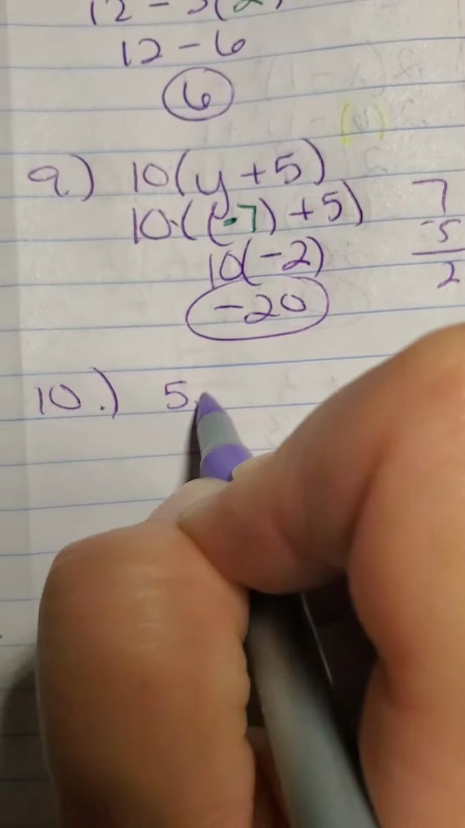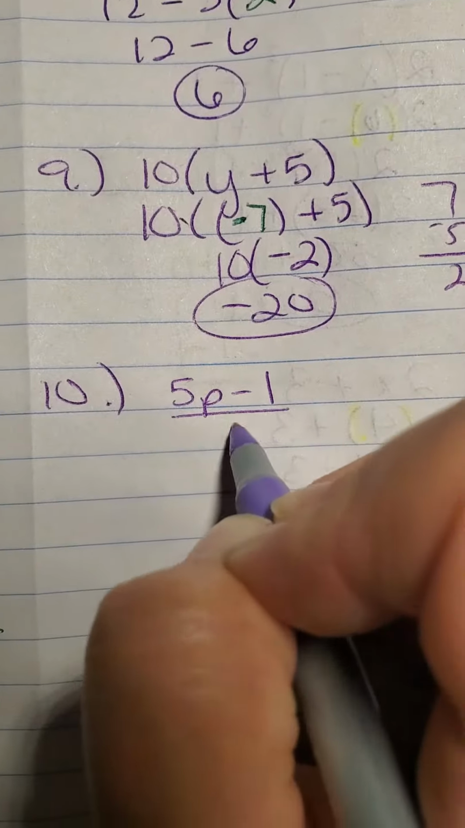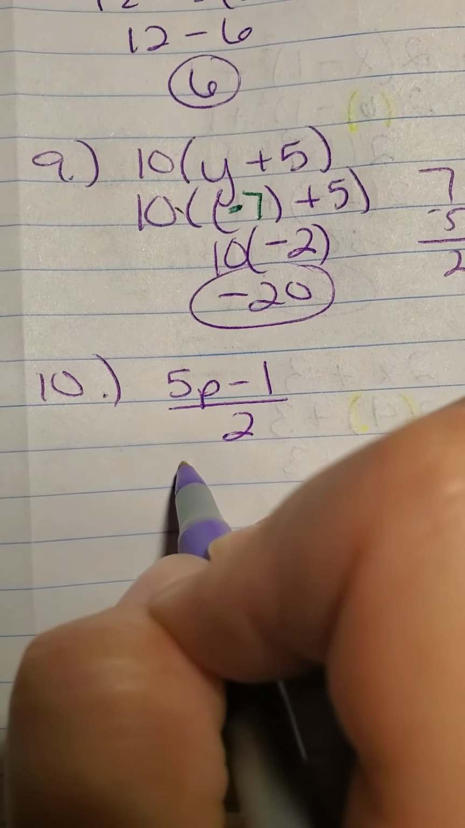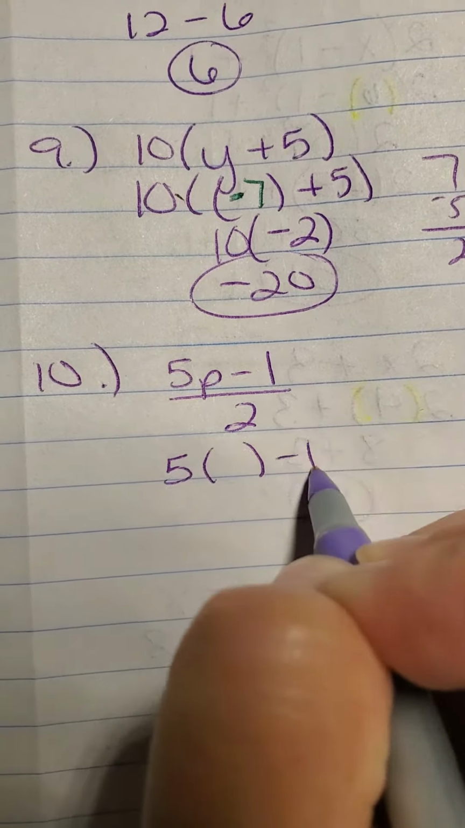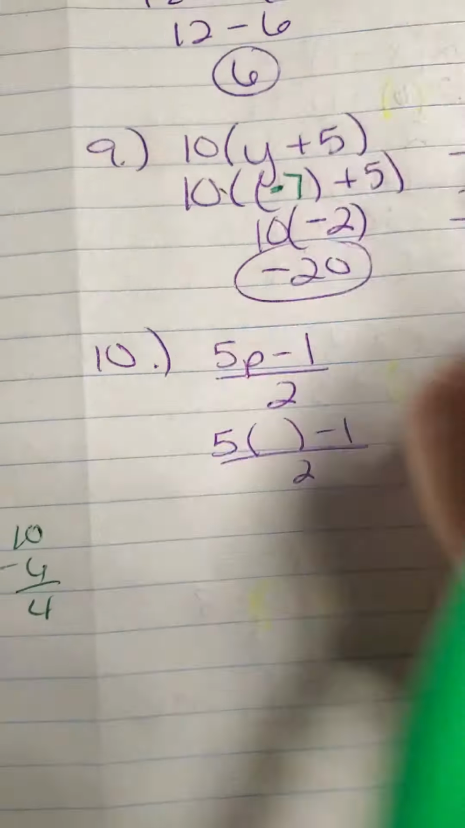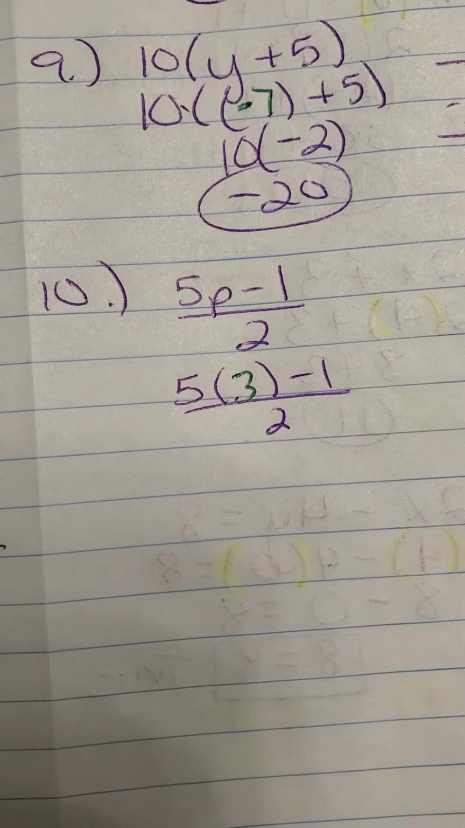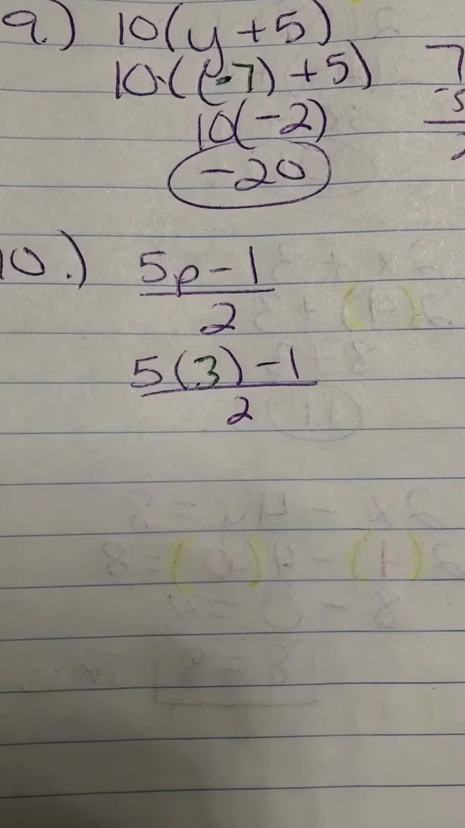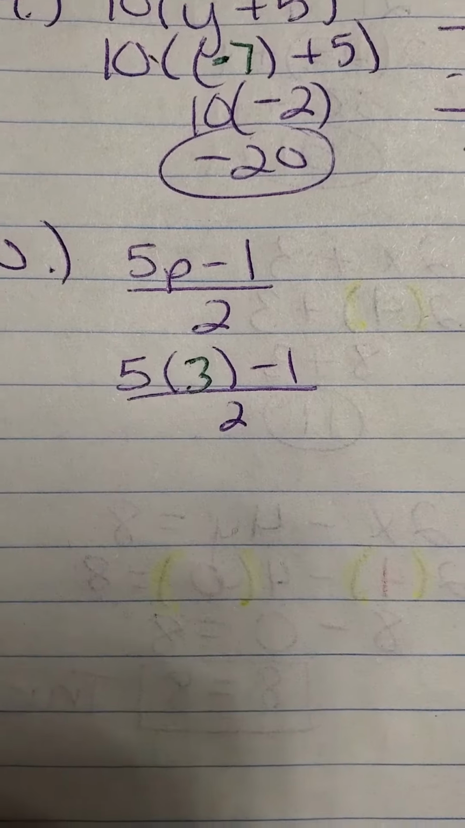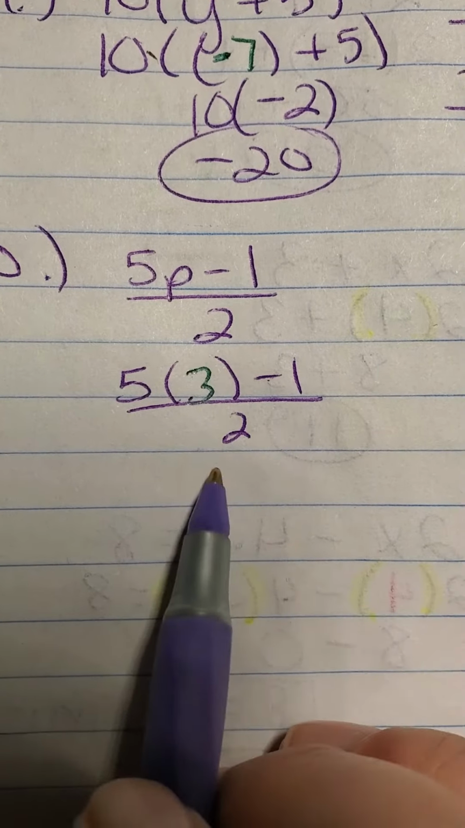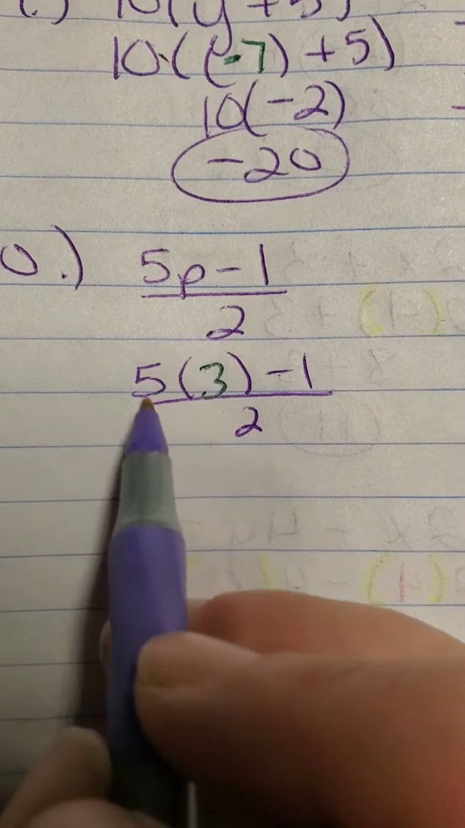Number 10, 5p minus 1 divided by 2 when p equals 3. Go ahead and plug in the 3, substitute that value in for p. Fraction bar, we have to take care of the top first, then the bottom. Bottom's already taken care of. Let's take care of the top.